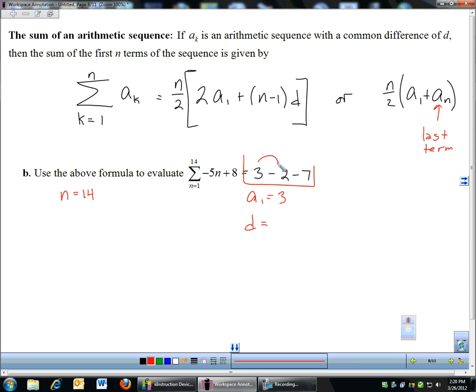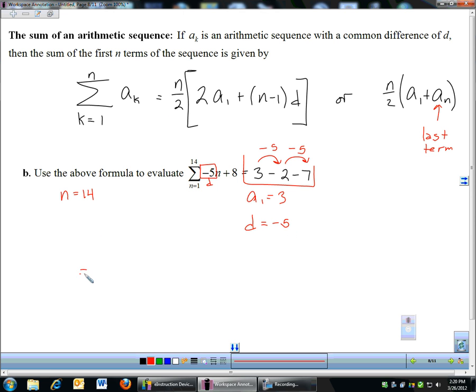You could say, okay, 3 to negative 2 is subtracting 5. Negative 2 to negative 7 is subtracting 5. Or you could remember that the coefficient of n is the difference. There are a couple of different ways you could do that. But now I have my first term and the difference, and we'll plug them into that formula.